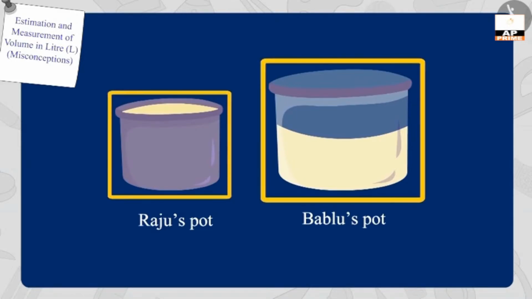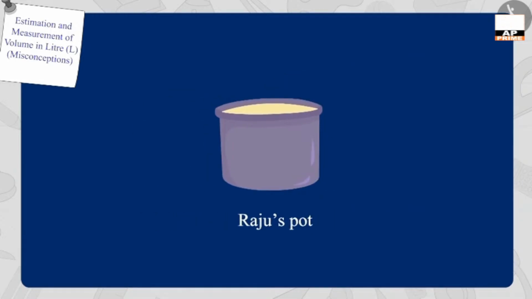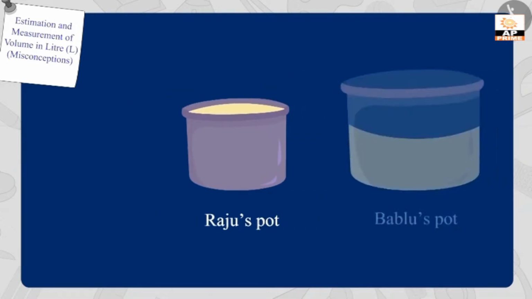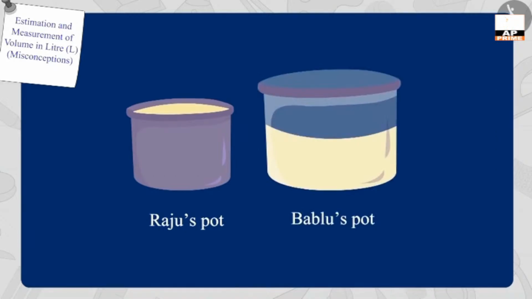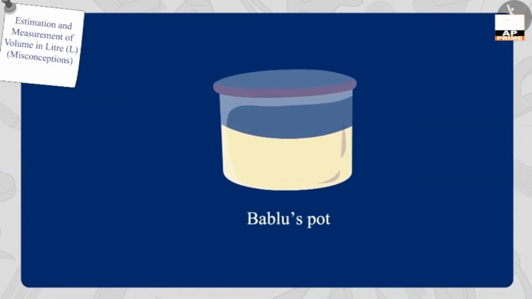Even though looking at these two pots, you feel that there is more oil in Raju's pot. But actually, when we compare their capacities, we found that Bablu's pot has more capacity than Raju's pot. Therefore, Bablu's pot will hold more oil than Raju's pot.